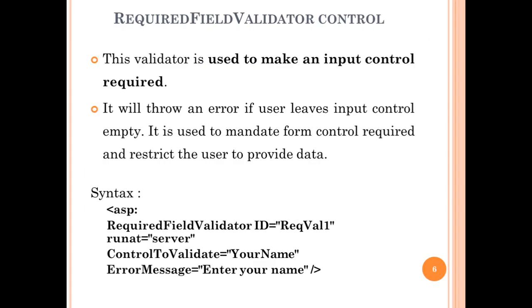The next one is the required field validator. This is an important validator which is used to check whether the input control has some input or not. If it is empty, it throws an error and gives the error message to the user. This is the syntax for the required field validator. Here you have to fix two important properties. The first one is the error message. The second one is control to validate. After fixing these two properties, when you see the source code, you will get this kind of ASP code.